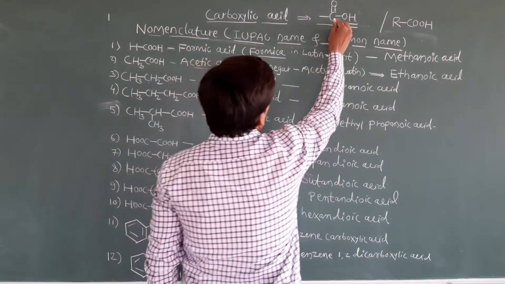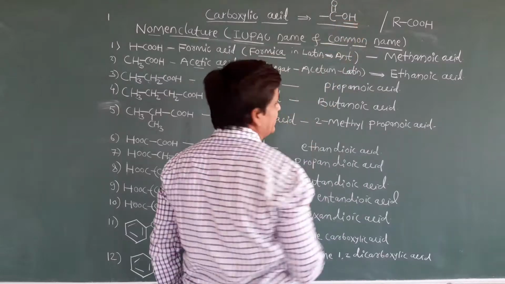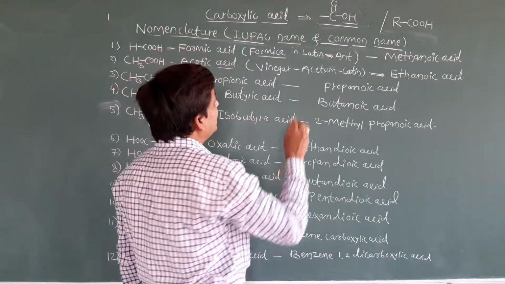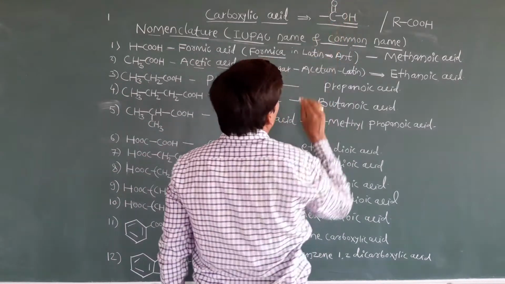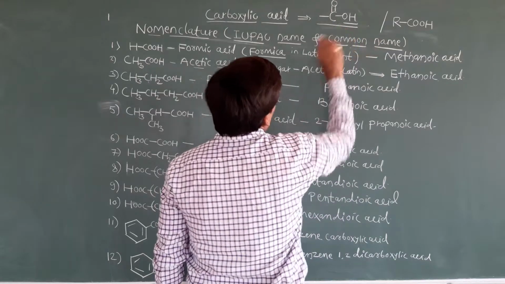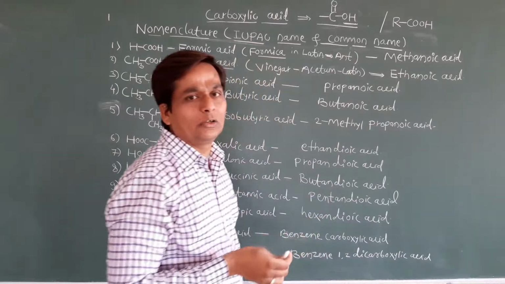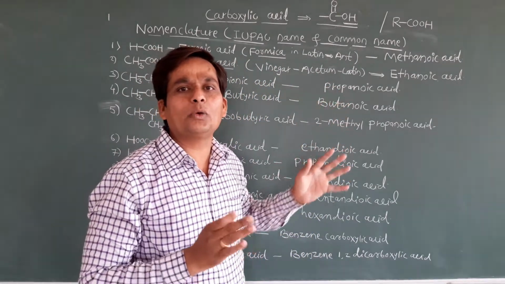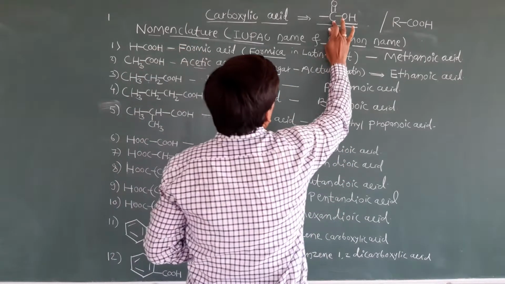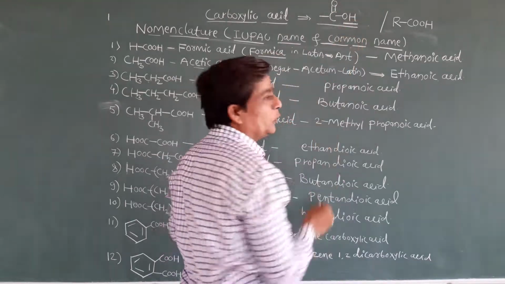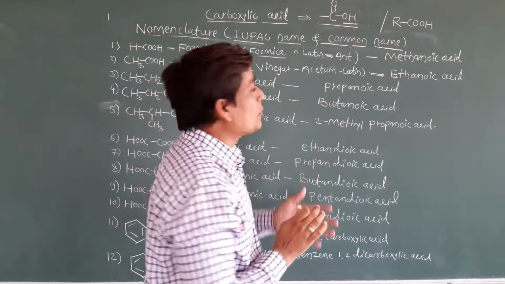In this structure, C double bond O OH. Students, just observe here. It contains the carbonyl group. C double bond O is nothing but the carbonyl. And the OH group is nothing but the hydroxyl group, that is a functional group of alcohol and phenol. So when the carbonyl group and hydroxy group join, it forms the carboxylic acid.